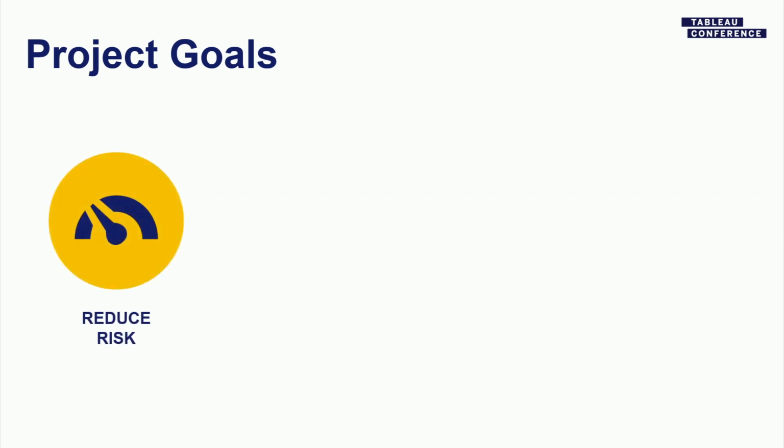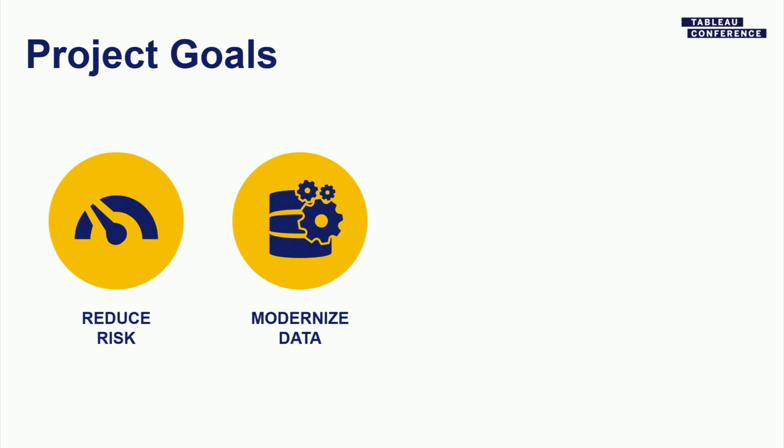So what were our goals? Our first goal was to reduce our risk. We had a lot of it, and we needed to figure out how to get rid of the riskiest stuff first. We needed to modernize our data architecture. We're in the middle of doing that now, and we'll start swapping out the new Redshift data sources to get rid of the Oracle.